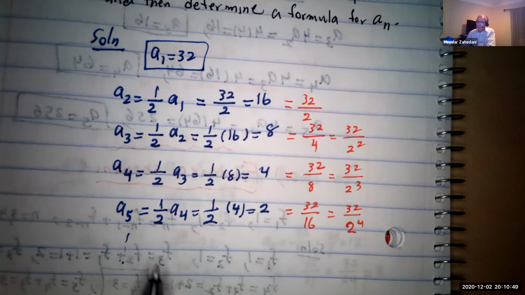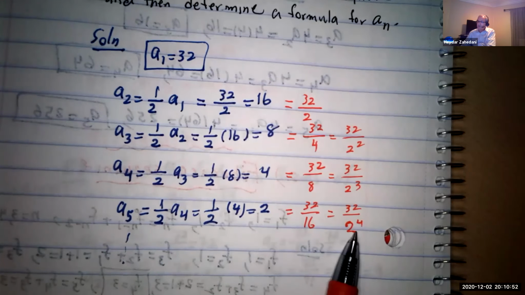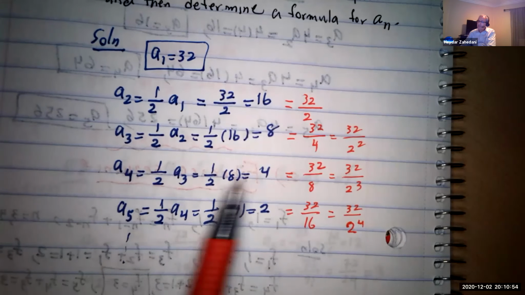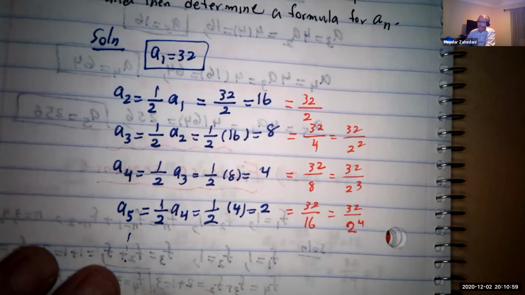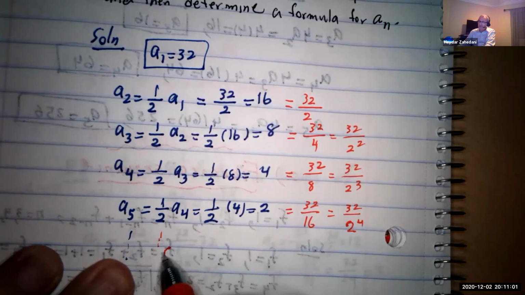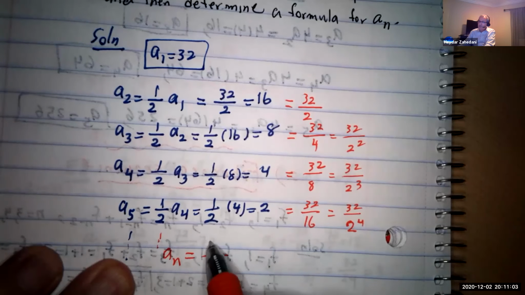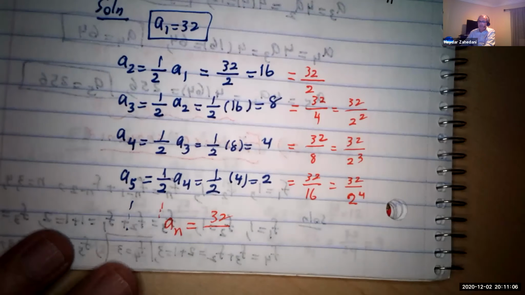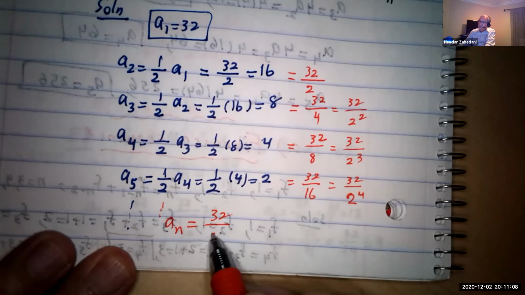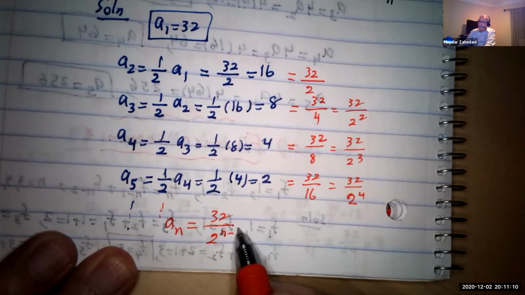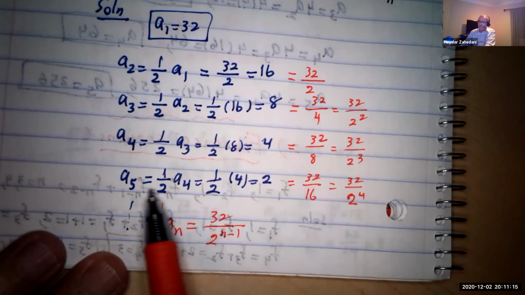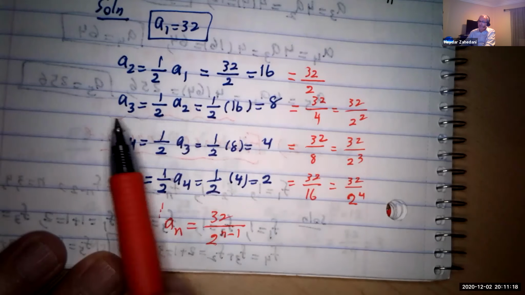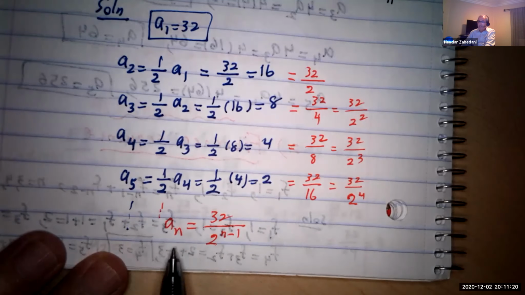If you compare them together, this is 5, this is 4, this is 3, this is 2. So that gives you an idea of, if you want to find the a_n, it's going to be 32 on the top, and on the bottom 2 to the n minus 1. Because the bottom one, 2 to the 4, this is 5, 4, 3, 2. So a_n would be 32 over 2 to the n minus 1.